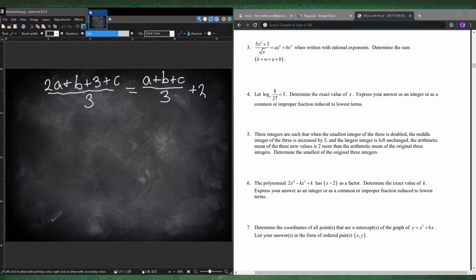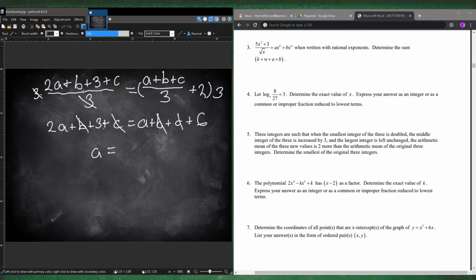So let's first multiply by 3 on both sides. When you multiply 3 here, and you multiply 3 on this side, right? This 3 cancels with this 3, so you're just left with 2a plus b plus 3 plus c is equal to, this 3 cancels with this 3, so this just makes a plus b plus c. And then this 3 multiplied by this 2 is plus 6, right? So what can cancel out? We can cancel the c right here. We cancel the b right here. And then 2a minus this a is a. And this 6 minus this 3 is 3. So we know a is equal to 3.